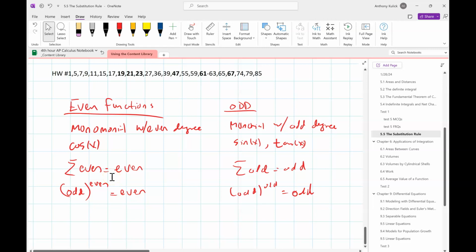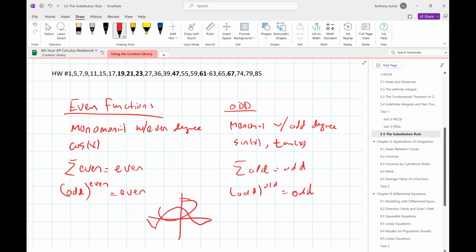What? No, I was confused. Think about the graph. So like the graph of cosine looks like that, where it's even, symmetric across the y-axis. But the graph of sine is like, yeah, it's like that. So it's odd.